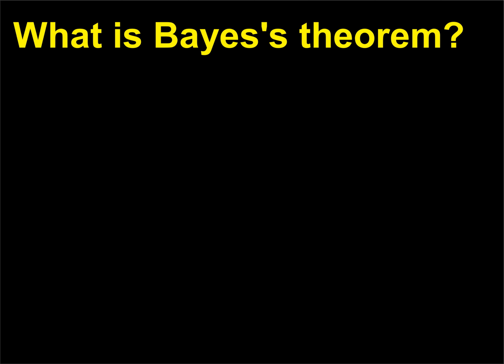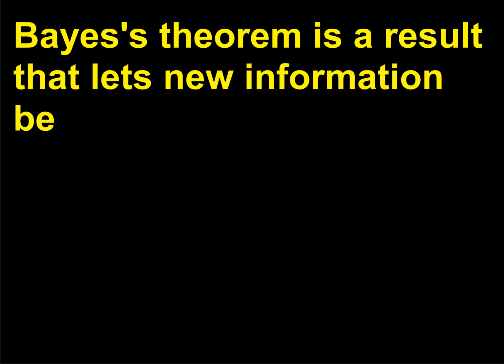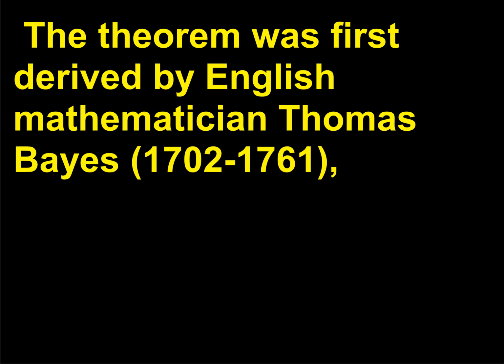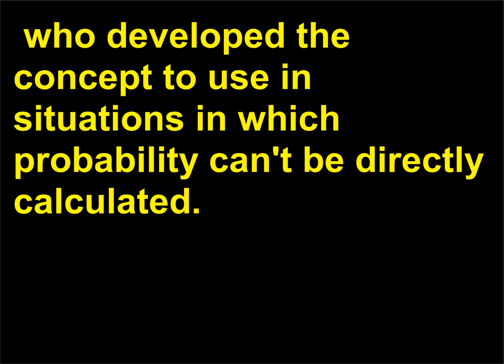What is Bayes' theorem? Bayes' theorem is a result that lets new information be used to update the conditional probability of an event. The theorem was first derived by English mathematician Thomas Bayes, 1702 to 1761, who developed the concept to use in situations in which probability can't be directly calculated.